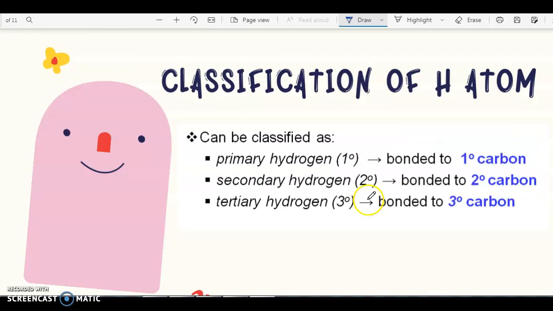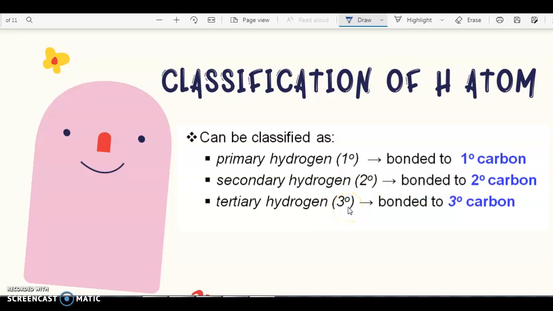So next, classification of hydrogen atoms. Hydrogen atoms is classified according to the carbon that is bonded to the hydrogen. Right, so for first, hydrogen can be classified as primary hydrogen bila that hydrogen is bonded to primary carbon. So dia akan jadi automatic primary hydrogen juga. Okay, kalau hydrogen tu bonded kepada secondary carbon, so that hydrogen is secondary hydrogen as well. And for hydrogen that bonded to tertiary carbon, dia akan jadi tertiary hydrogen as well.